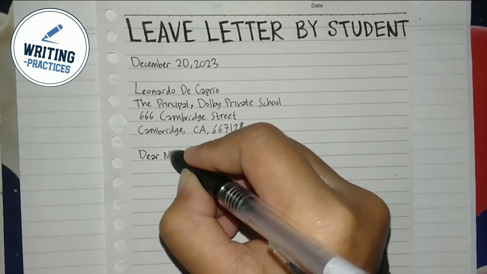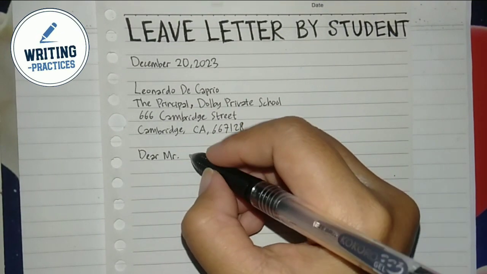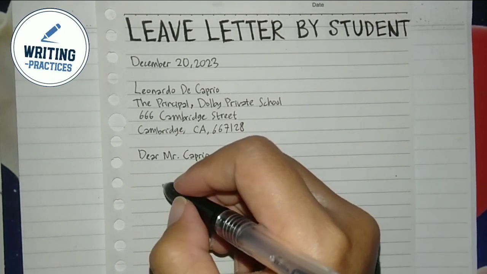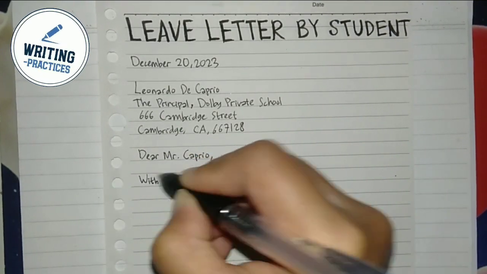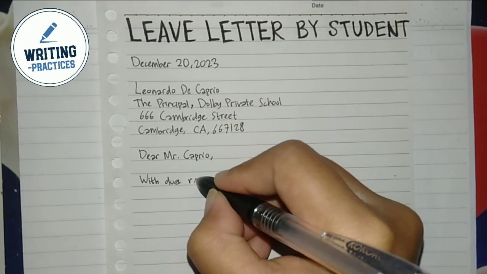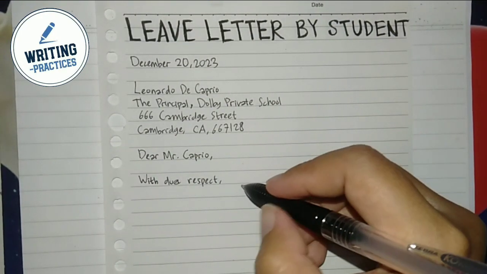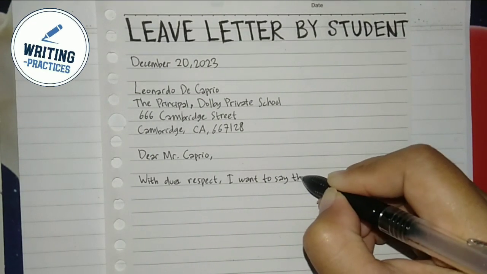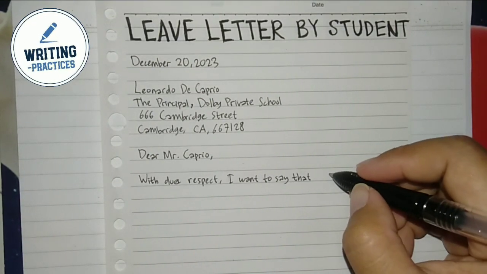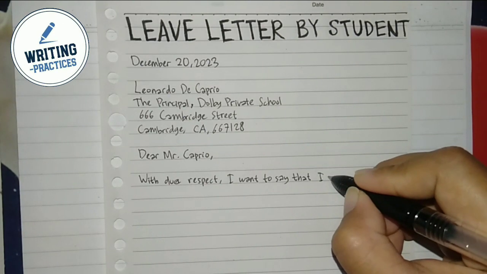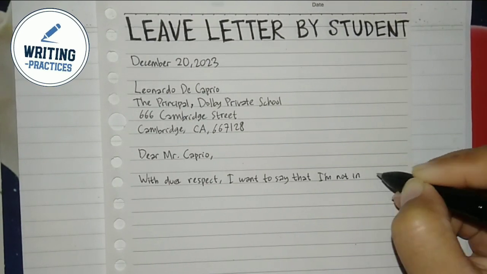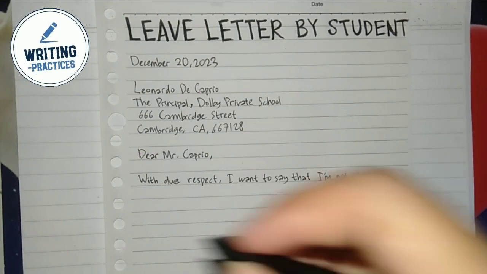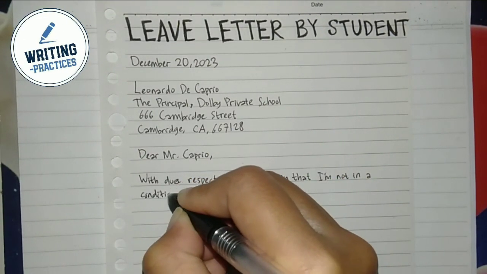Now, you may open the letter with Dear Sir or Madam, or Dear Mr. or Ms. followed by the last name of the principal. In the body of the letter, write directly why you are writing this letter. You can tell briefly about your health condition. In this case, the sender has fever. And you need to make it clear that you cannot attend the school today.